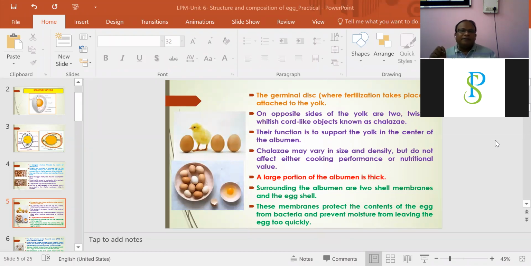The membranes surrounding the albumin are two shell membranes, the inner shell membrane and the outer shell membrane, and after that there is the eggshell. So what is the role of the shell membrane? This shell membrane protects the content of the egg from bacteria and prevents moisture from being lost from the egg too quickly. The role of the inner and outer shell membranes is to prevent the entry of microorganisms and the loss of moisture from the egg.